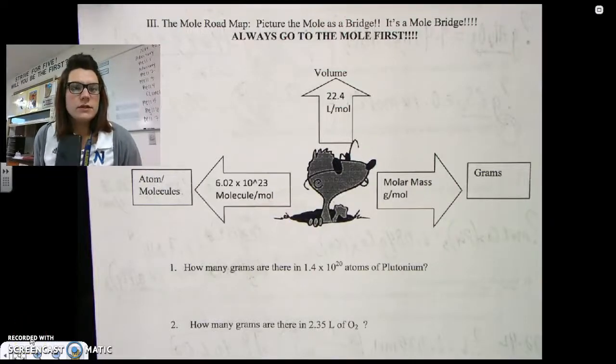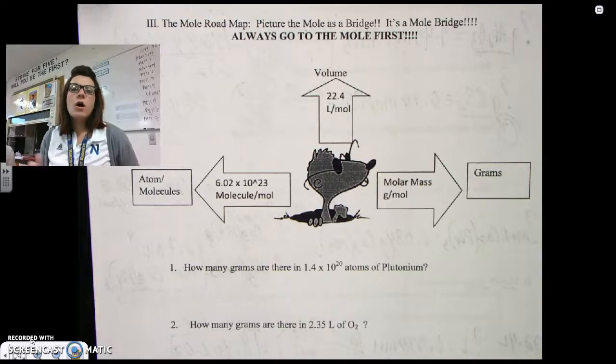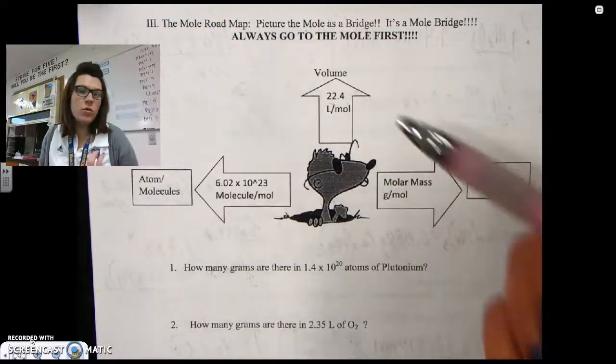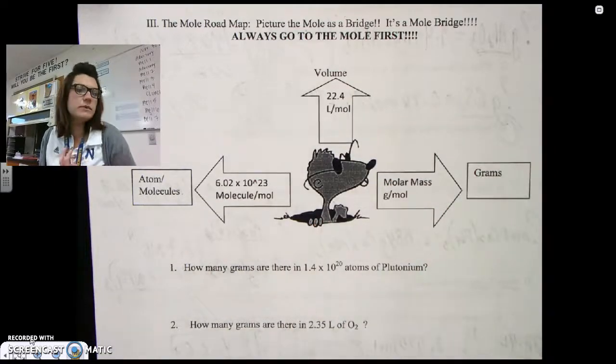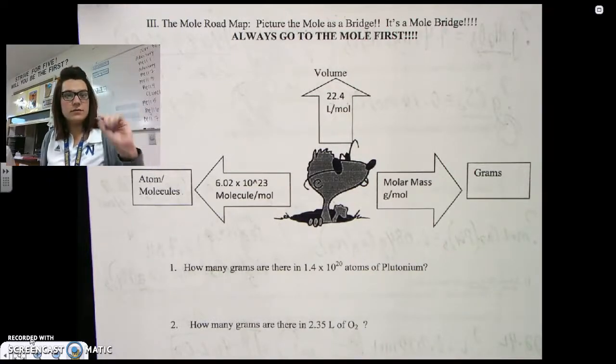Okay, the last thing we're going to talk about before we take a quick assessment to make sure that you're up to speed with everything that we've been doing for this past week is, okay, what if I have to convert from, let's say, atoms to liters or atoms to grams? Is there a way to do this? Well, the answer to that is yes, right?